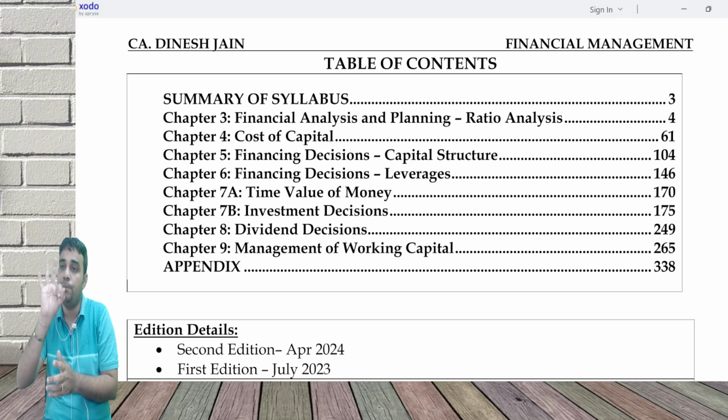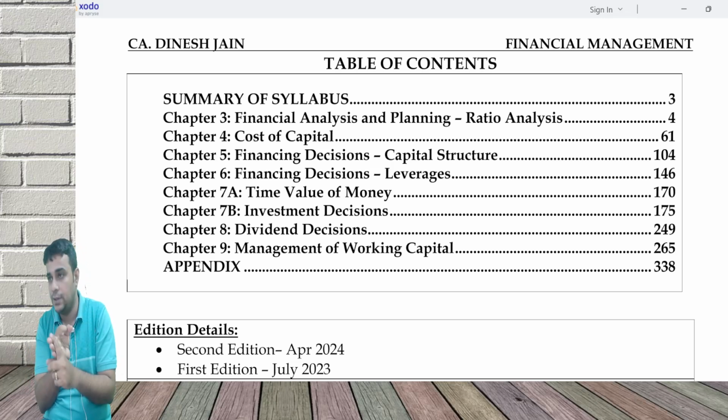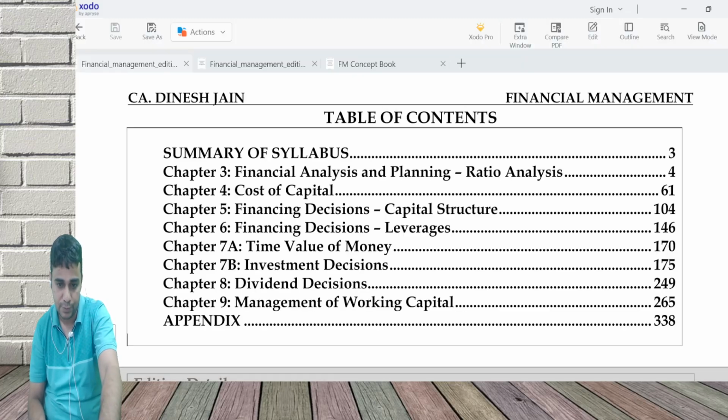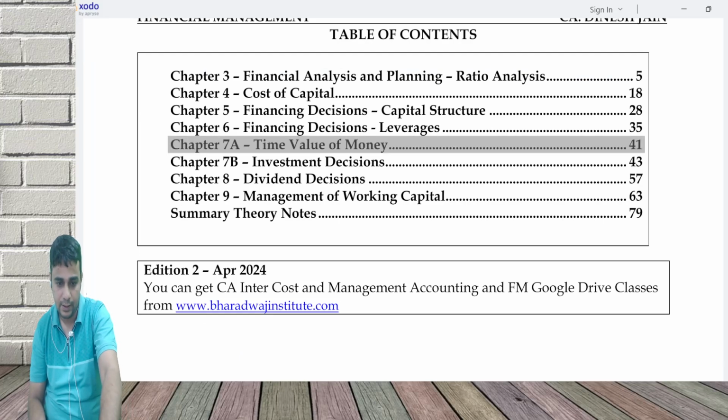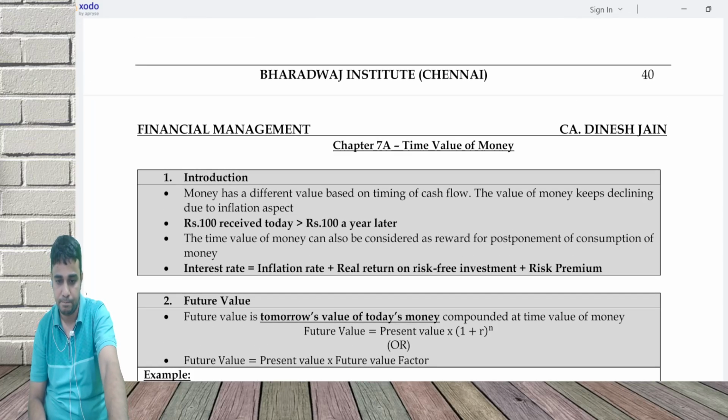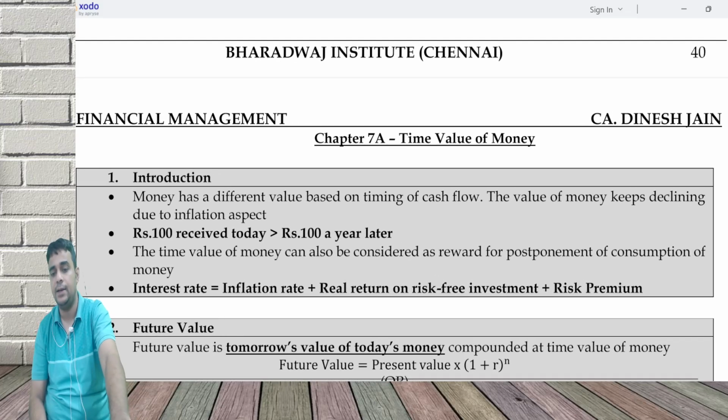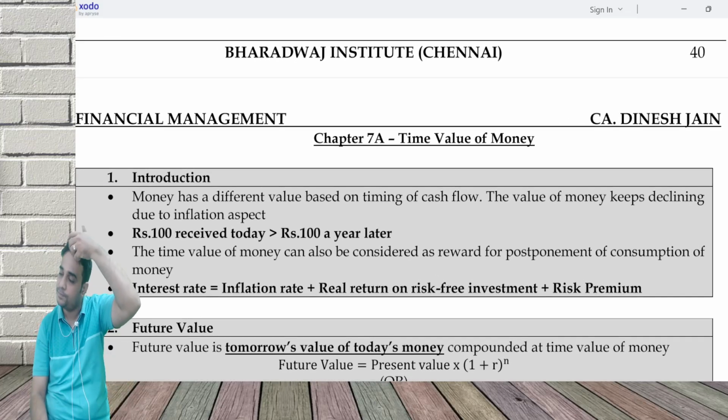Clear? Three books you have: the question bank, the concept book, and the theory material. Theory material, I may not refer to in the class, so I may not want you to bring even the theory material. Concept book and question bank, we'll keep shuffling between the two. So let's go to the concept book now. Time value of money, Chapter 7A, page 41.